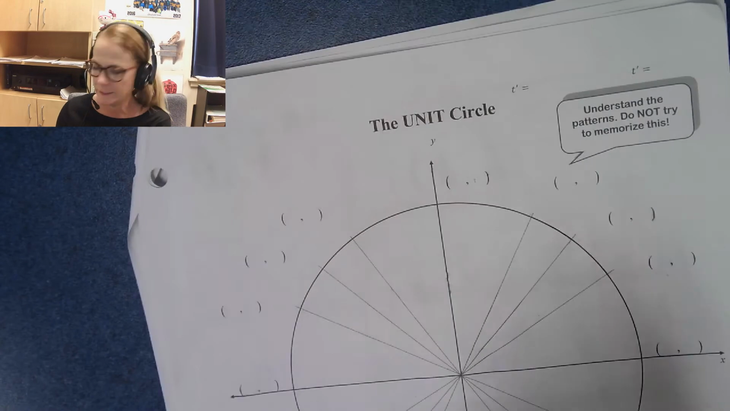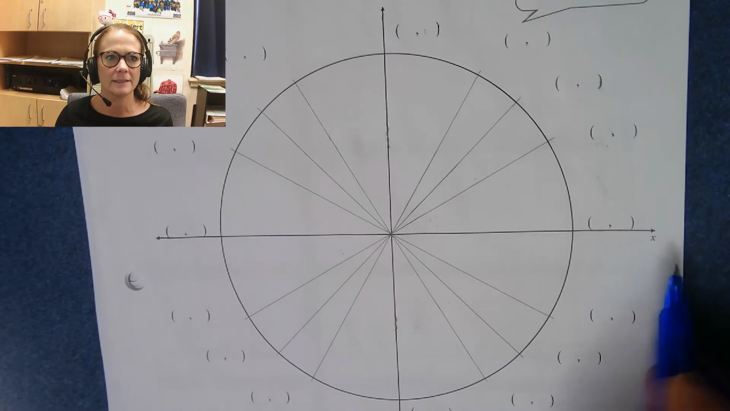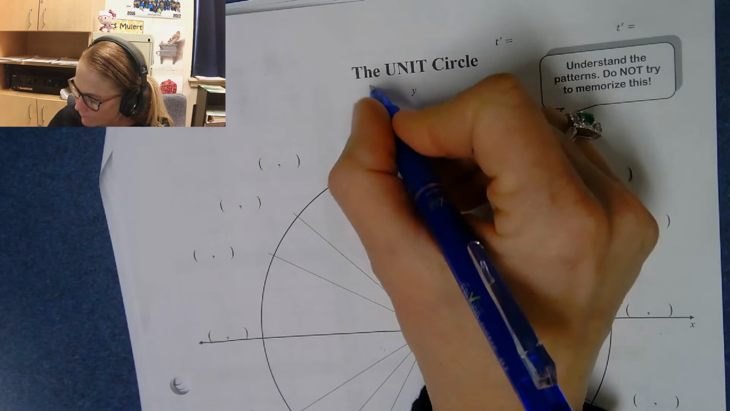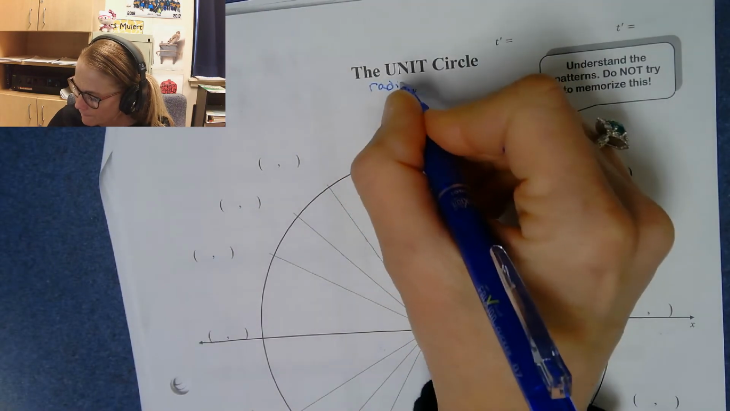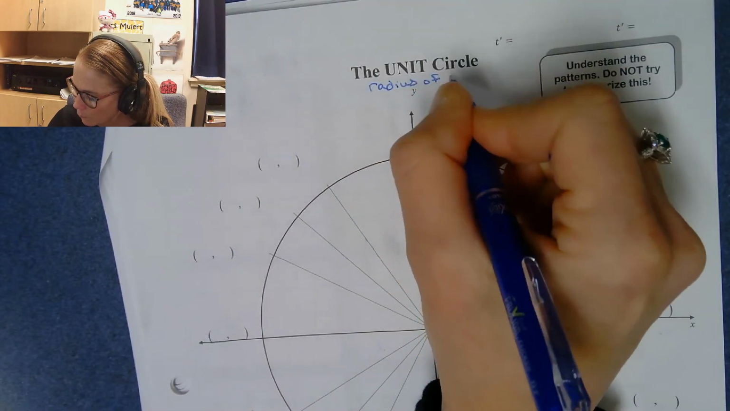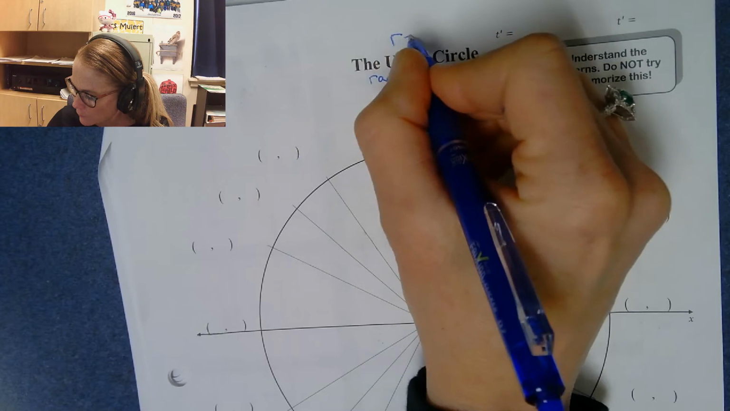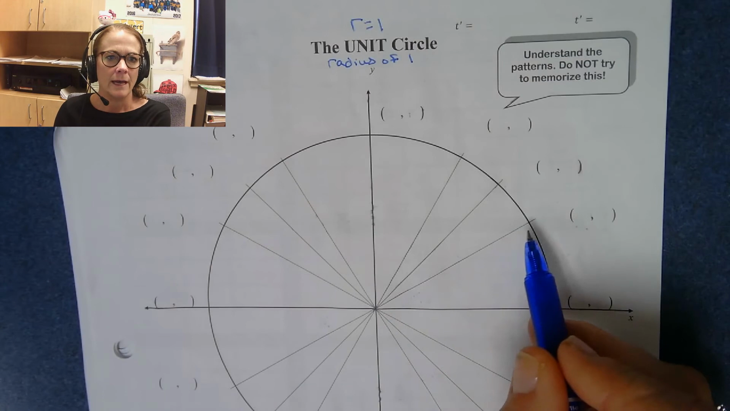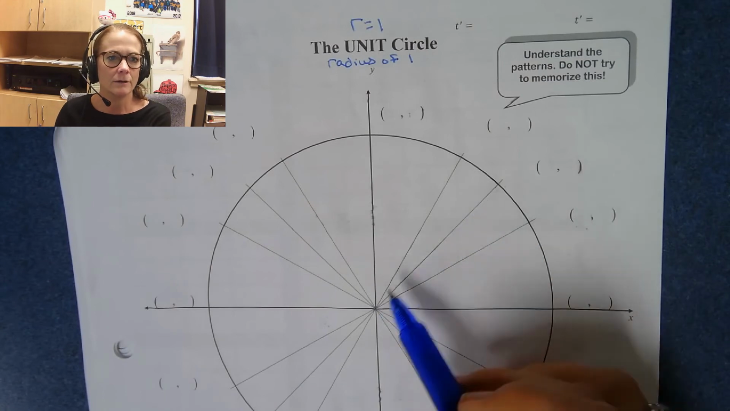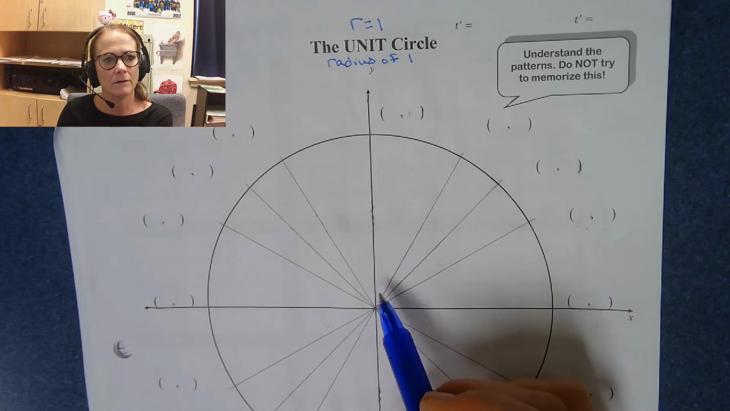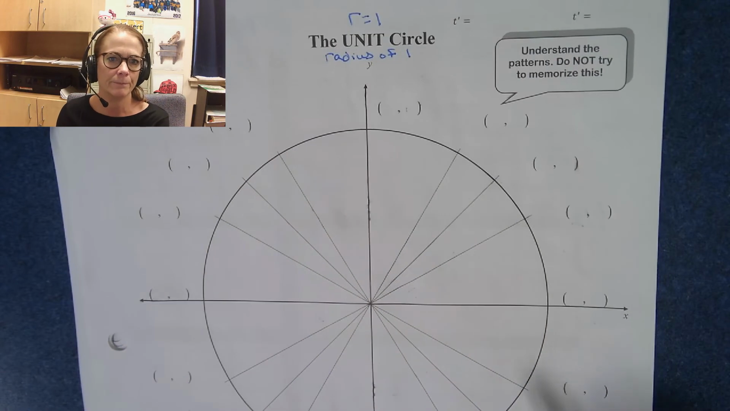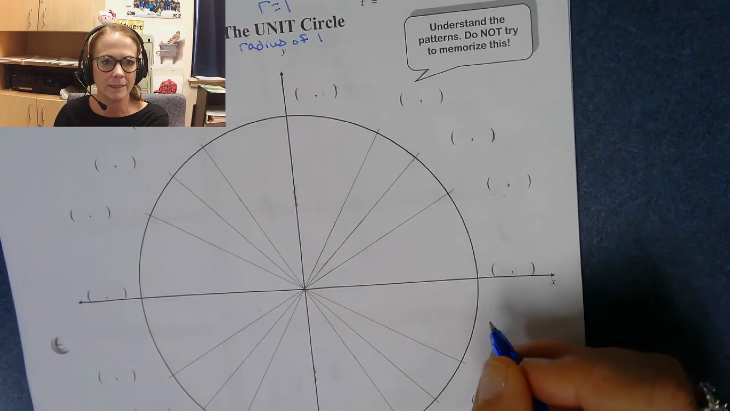First thing that we need to remember is we're here on an x, y coordinate plane, and the unit circle has a radius of 1. R equals 1. That's huge. Okay? So for us to develop this, all of these terminal sides, on all of these lines that are drawn here, that's all R equal to 1.